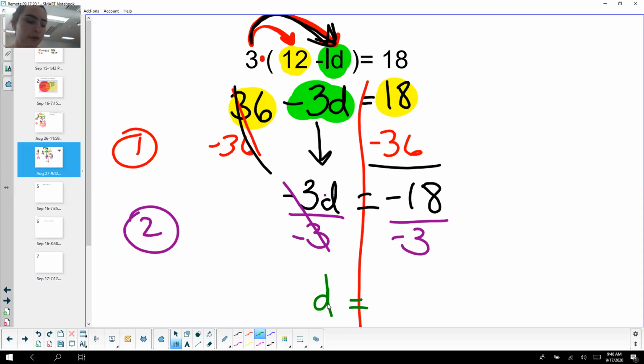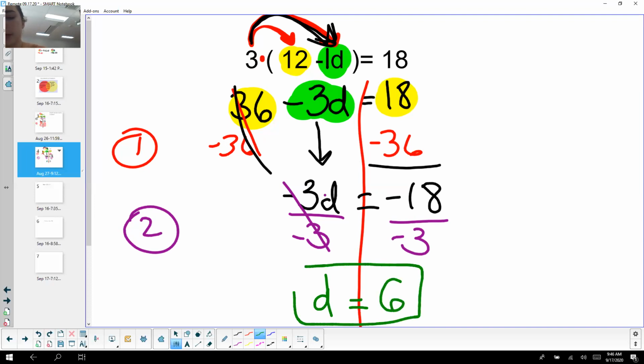So if I put that in my calculator, make sure you're practicing putting these in your calculator. Negative 18, so find that negative button, divided by negative 3 gives us positive 6. So make sure you're practicing putting those in your calculator because negatives can get weird. If you forget to add a negative, then it'll mess up your whole answer.